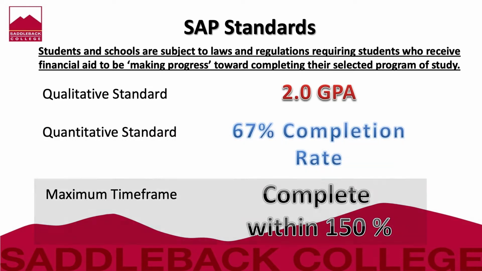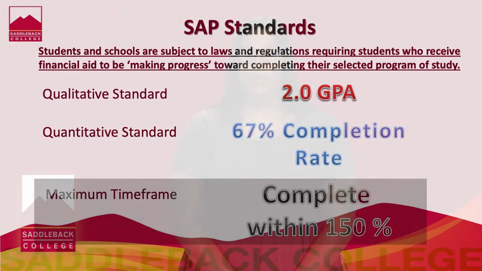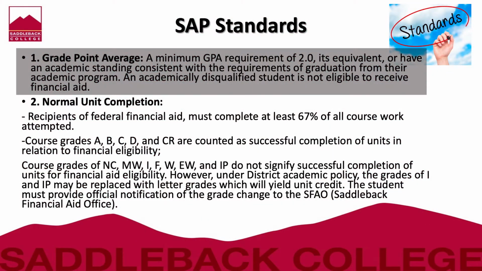And finally, students have to remain within the maximum time frame to qualify for aid, meaning a student cannot exceed 150% of the length of their program of study. To continue to remain qualified under the SAP rules and regulations, a student must maintain a minimum GPA requirement of a 2.0, its equivalent, or have an academic standing consistent with the requirements of graduation from their academic program. An academically disqualified student is not eligible to receive financial aid.